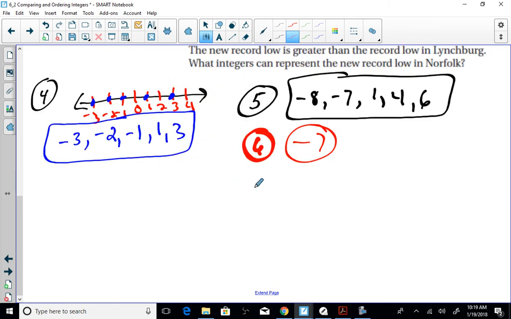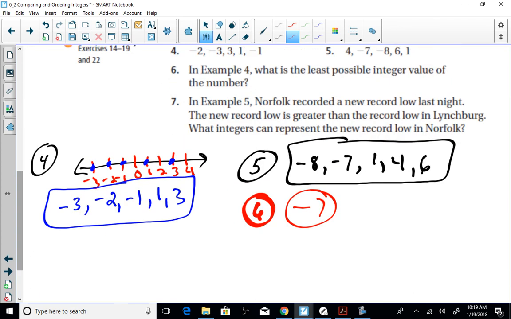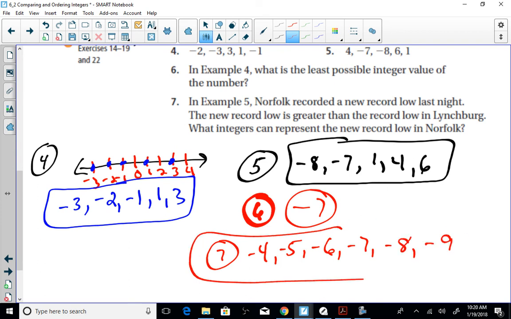So if I'm doing problem 7, it should be -4, -5, -6, -7, -8, and -9. Those are all of the possible integers for question 7. All right.